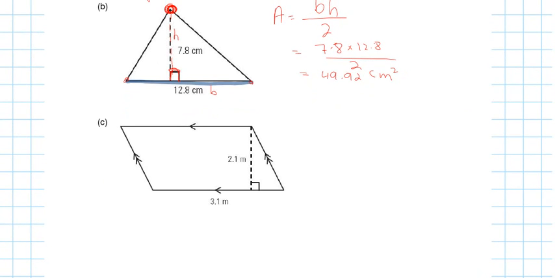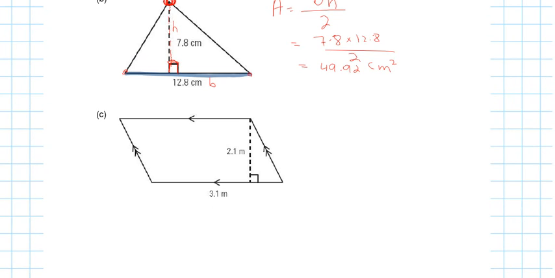What shape do I have here? Parallelogram. Yep, parallelogram. Okay. And for the parallelogram, what's the area of a parallelogram? Base times height. Okay? So it is base times height. Again, the height is the perpendicular line to your base.